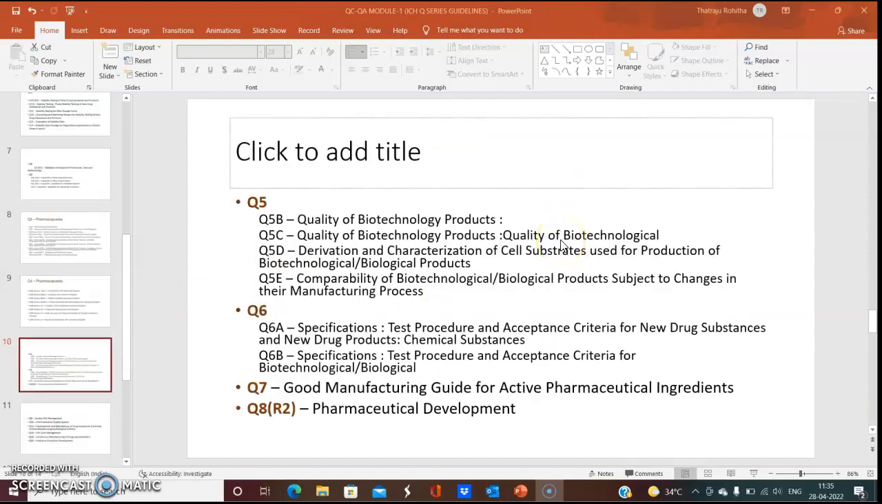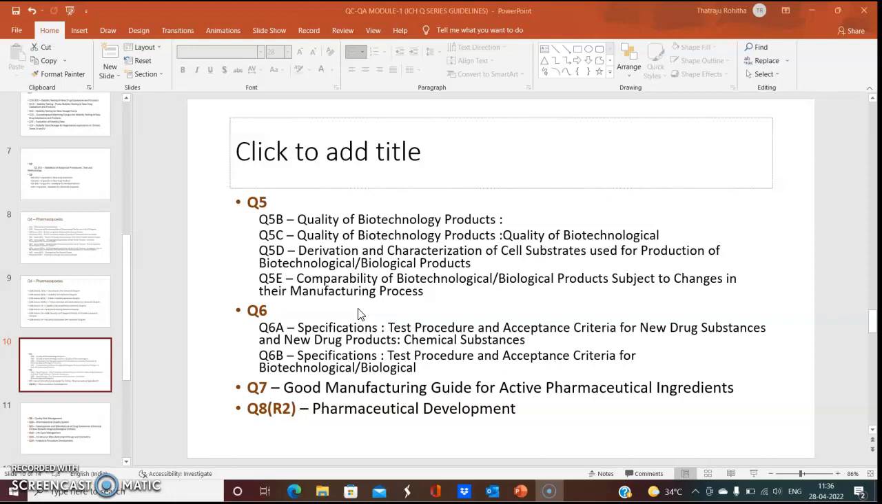Coming to Q5, under Q5, Q5B is Quality of Biotechnological Products. Q5C is Quality of Biotechnological Products. Q5D is derivation and characterization of cell substrates used for production of biotechnological or biological products. Q5E is comparability of biotechnological or biological products subject to changes in their manufacturing process.